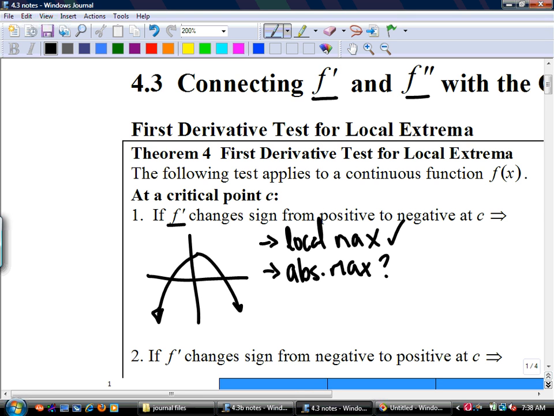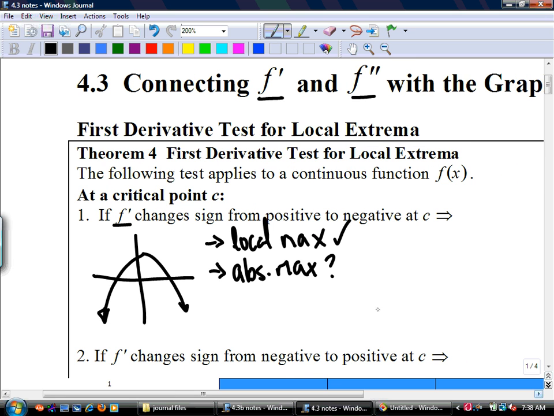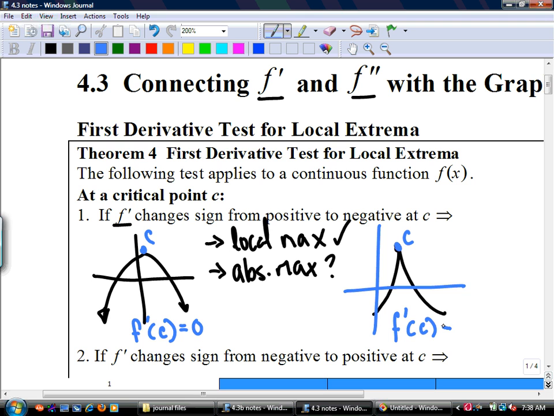Is there any other way it could change sign from positive to negative? Well, we could have a cusp. And it's still a local max, and it could be an absolute max. There's just two different conditions, right? Because f prime of c equals 0, there's c, and this one's good. Or f prime of c does not exist. Okay?